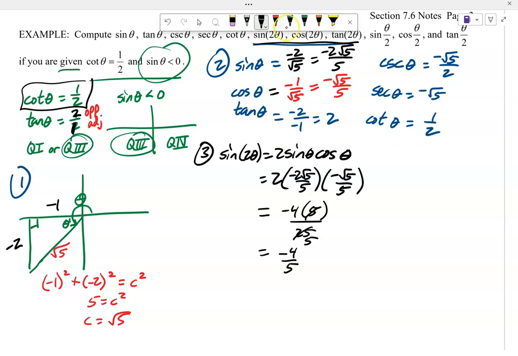Oh, that's positive. My goodness, I'm making errors today. That's a positive now, negative times a negative. Positive 4/5. So sine of 2 theta is 4/5.